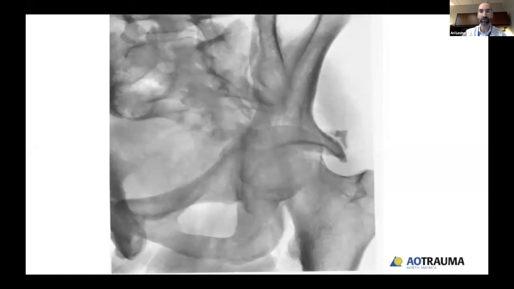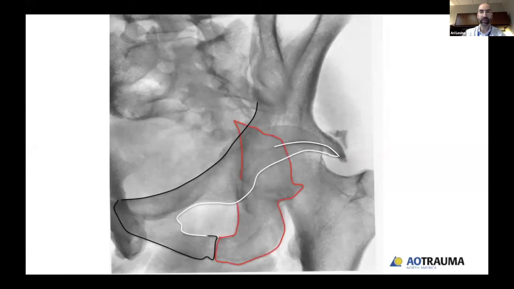Looking at an obturator oblique view, again, we see the integrity of the anterior column, the attached roof, the attached and intact anterior rim, and the fracture line exiting the ischial ramus and the large posterior column fragment.